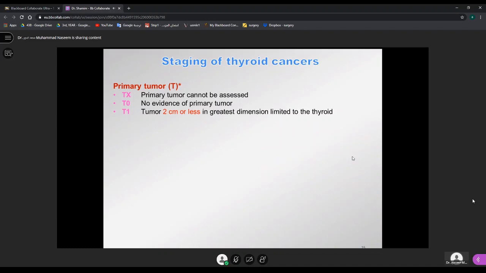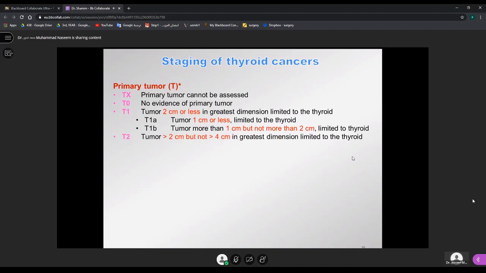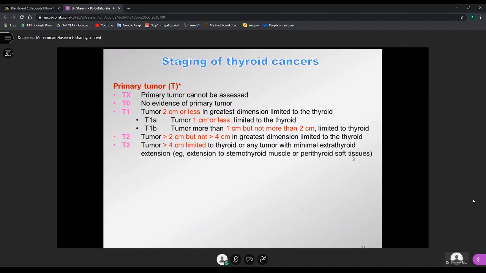T1 is a tumor of 2 centimeters or less in greatest dimension, limited to the thyroid. Further divided into T1a, the tumor is 1 centimeter or less, and T1b, when the tumor is 1 to 2 centimeters, limited to the thyroid. T2 is a tumor between 2 to 4 centimeters, whereas T3 is a tumor more than 4 centimeters, limited to the thyroid, or any tumor with minimal extrathyroidal extension.